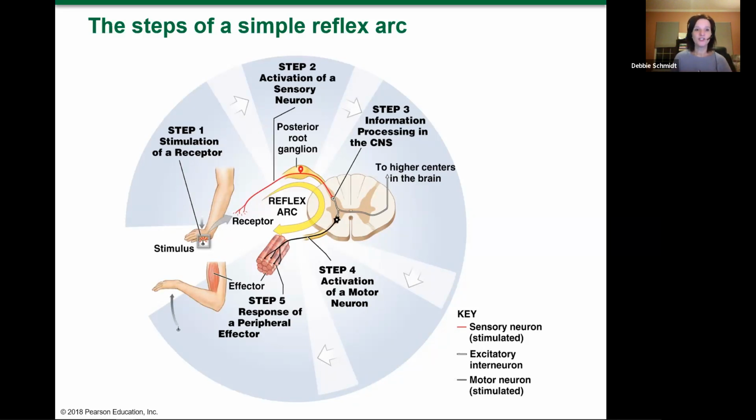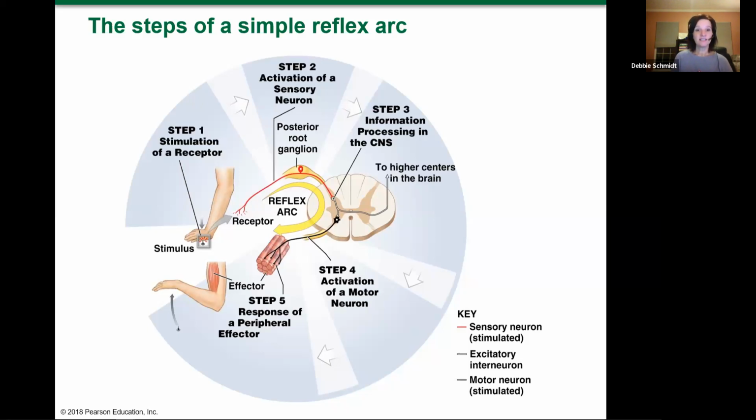But just to remind you quickly, in a reflex arc, we receive a stimulus at a receptor, okay, and it's going to activate a sensory neuron. It brings that information into the central nervous system on the posterior root, through the posterior root ganglion, into the posterior side of the spinal cord. From there, we have some kind of information processing in the central nervous system.